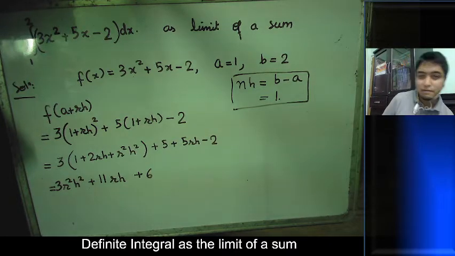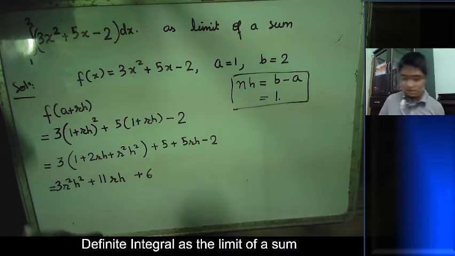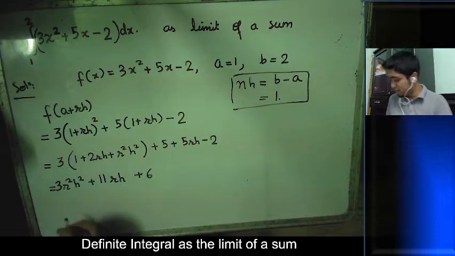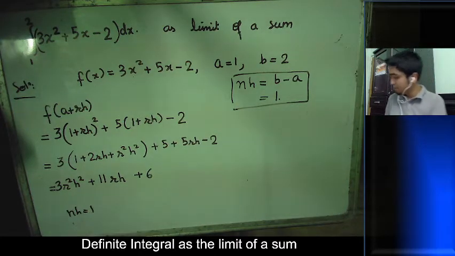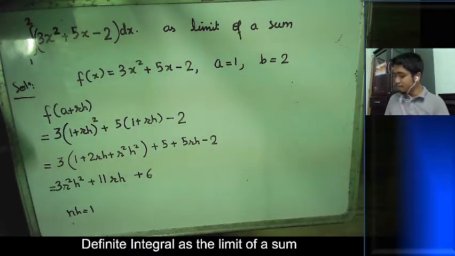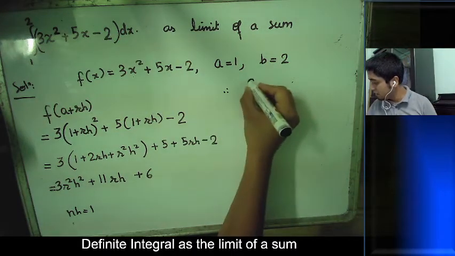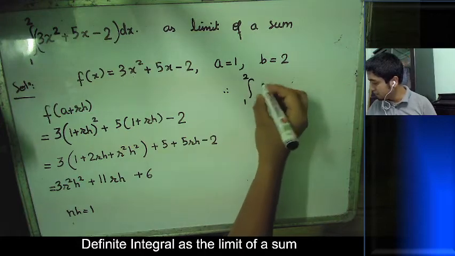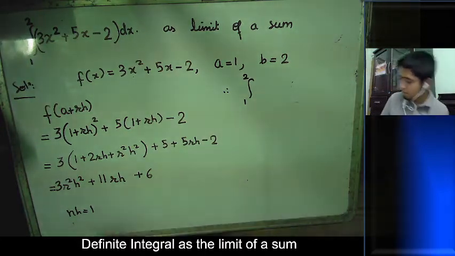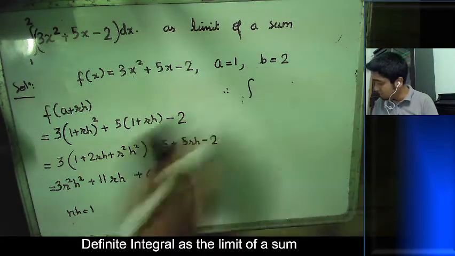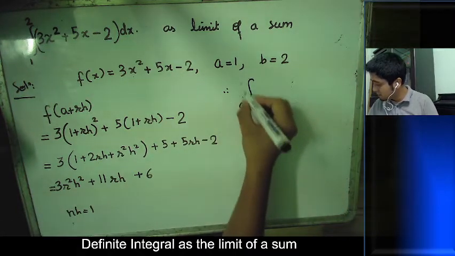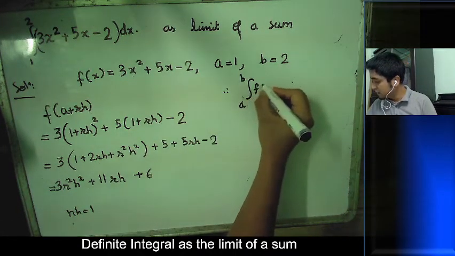After calculating this, I will write over here that nh equals 1. After simplifying this, now we just calculate. Therefore, the integral from 1 to 2, maybe I will first write it in this way, the integral from a to b of f(x) dx.